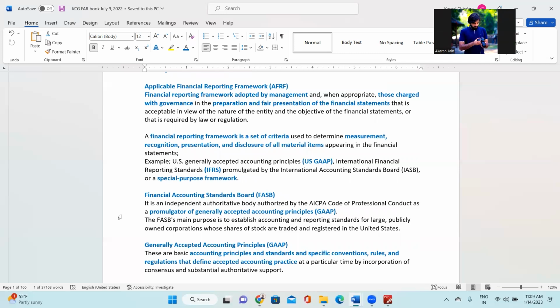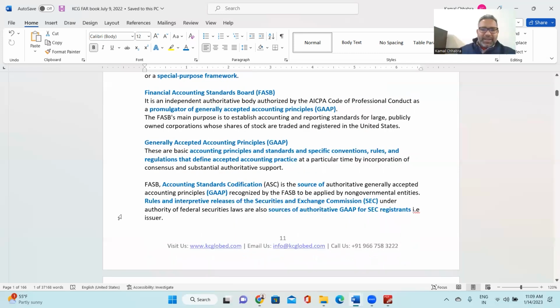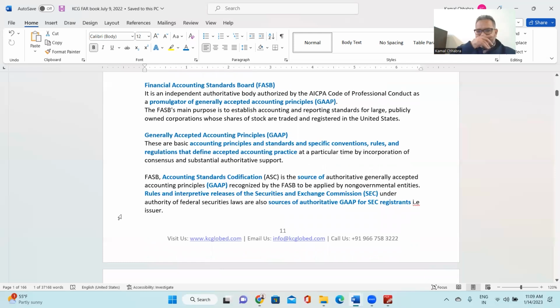Yes, sir. Okay. So FASB, I think we have discussed already in detail, but quickly I'll reiterate here. It's an independent authoritative body authorized by the AICPA. Who is authorizing FASB? Who created FASB?